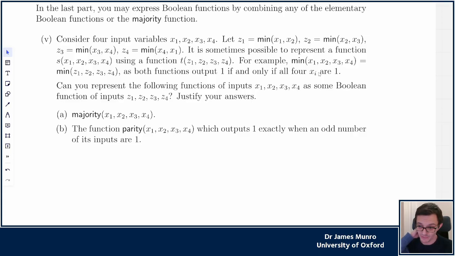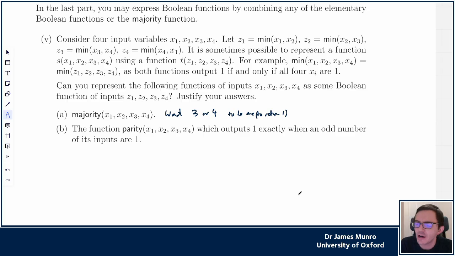Can we take our functions on x's and write them as some sort of function with z inputs? Justify your answers. The first one is, if we're interested in the majority function, which is a strict majority, so it's looking for 3 or 4 of them to be 1, to return 1. That's when it returns 1. Can we build that out of z's?